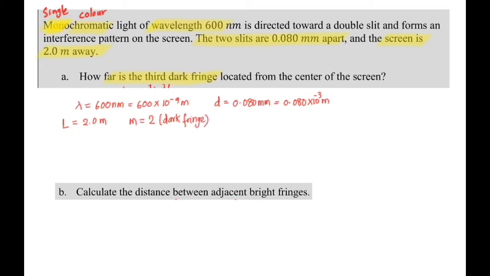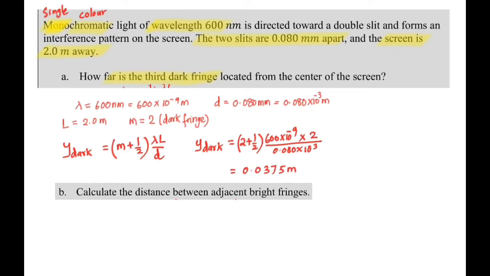And the value for m that we get from part A, it is asking how far is the third dark fringe. Therefore m will be equal to 2. And now we have to just use the formula for the position of the dark fringe given by (m plus half) lambda L over d. We substitute the values which we have already taken from the problem and we get the answer as 0.0375 meter.